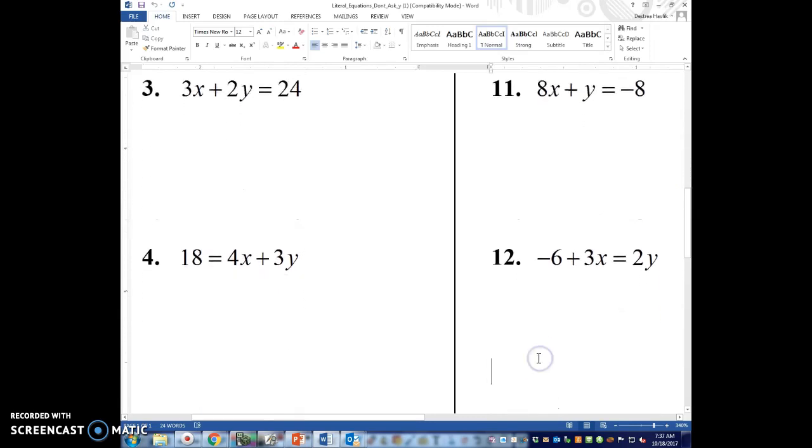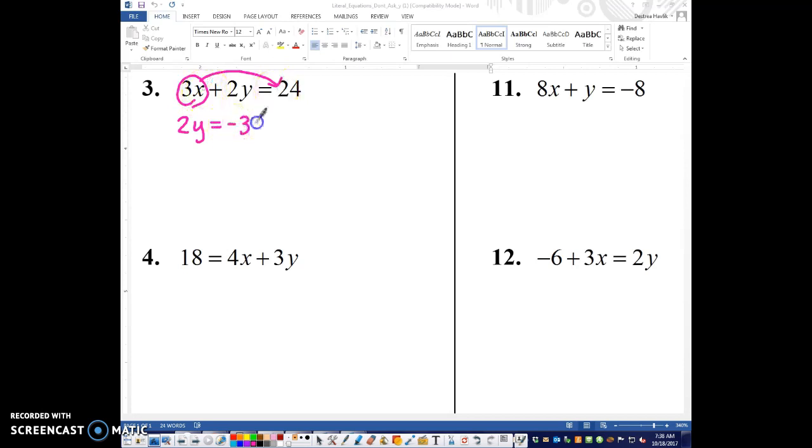Okay, number 3. What's the first step? Move the x. So we're going to take this 3x and move it. So what are we left with on the side? 2y equals what? Negative 3x, right? Because we moved it. Negative 3x plus 24. Okay, so we moved the x.